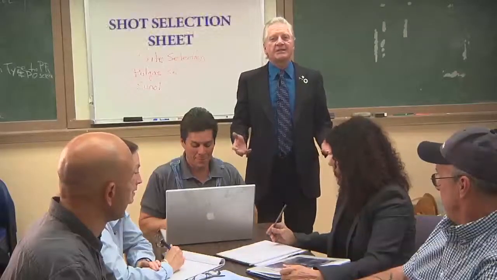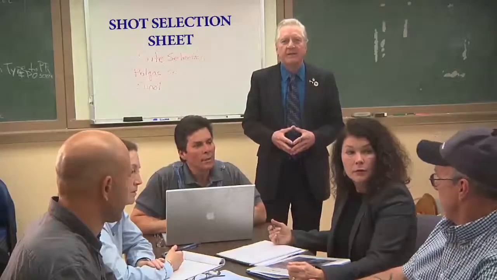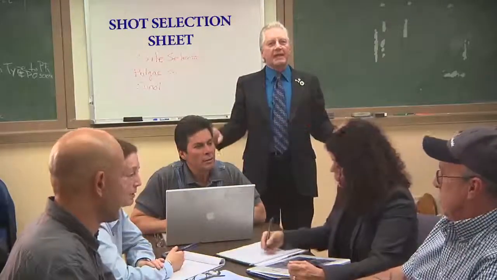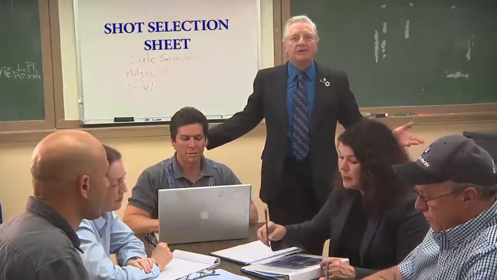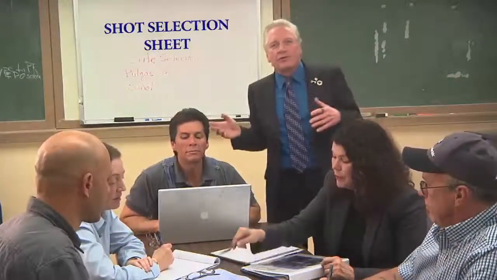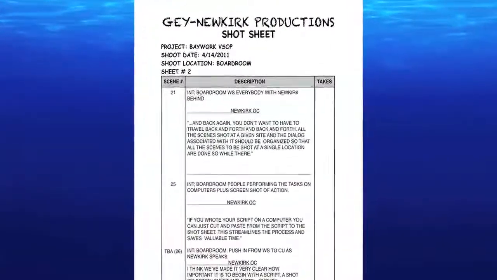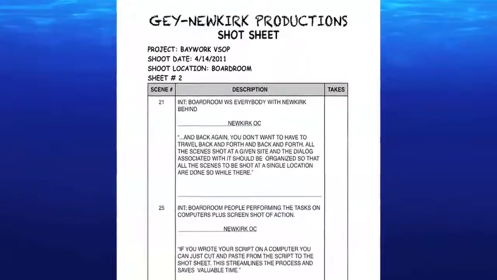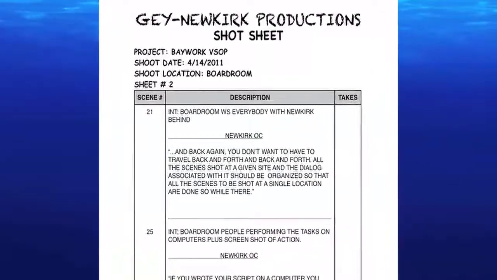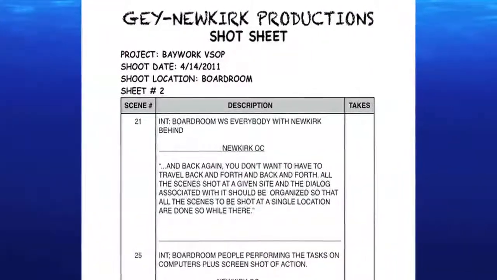Now, it's time to write a shot list. A shot list is necessary to save time when at each site. When you have dialogue that jumps from one place to another, or another, and back again, you don't want to have to travel back and forth and back and forth. All the scenes shot at a given site and the dialogue associated with it should be organized so that all the scenes to be shot at a single location are done so while there.